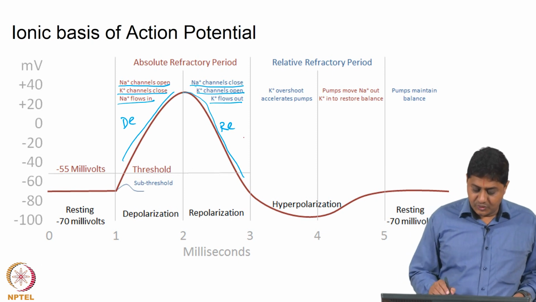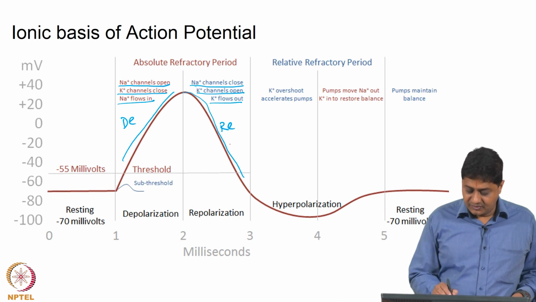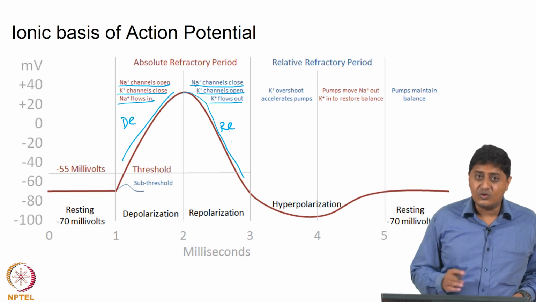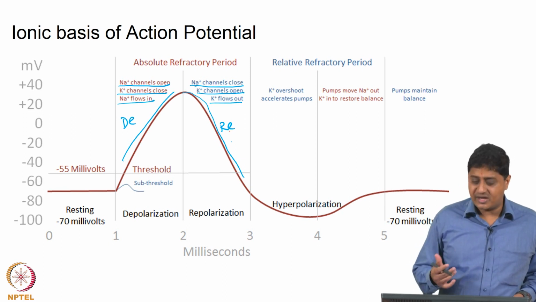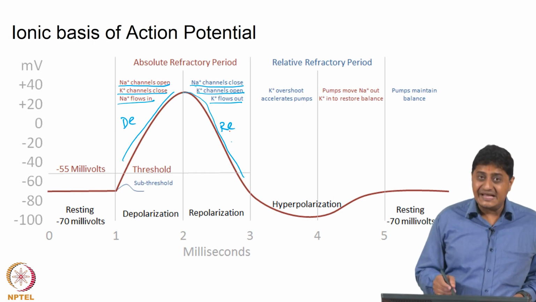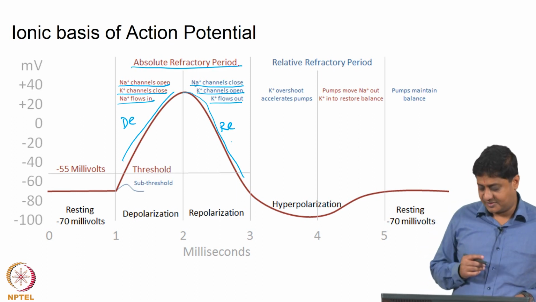There is a period during which you cannot cause one more action potential. Why? At around this time the inactivation gate of the voltage gated sodium channel is closed. So, whatever you do, you cannot activate it. During that period you cannot cause one more action potential by raising the membrane potential. That period is called the absolute refractory period.